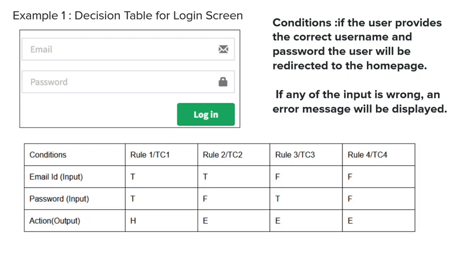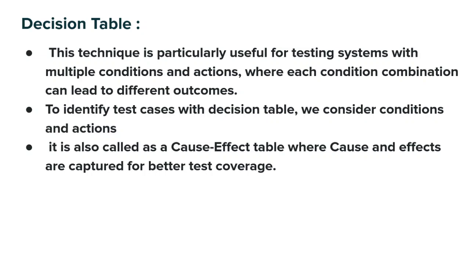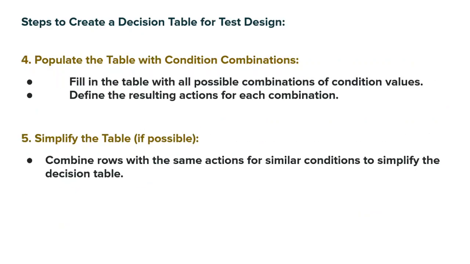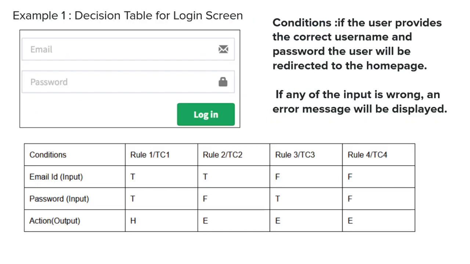Conditions and actions. For a decision table we have to consider conditions and actions. Whenever we get a system or scenario or feature in which there are multiple conditions and each condition can create a different outcome, and we have to test for all the combinations of those conditions, in such a situation we have to use a decision table.